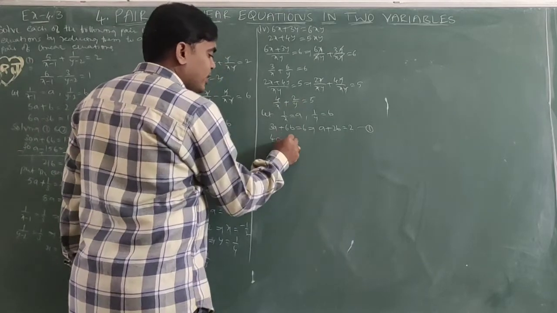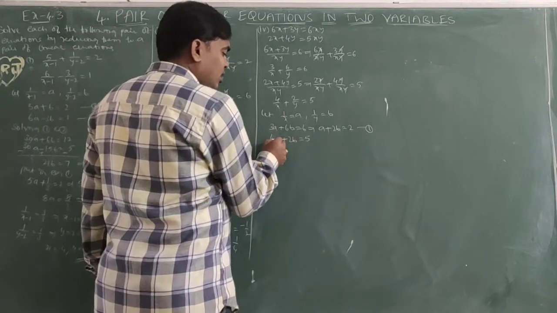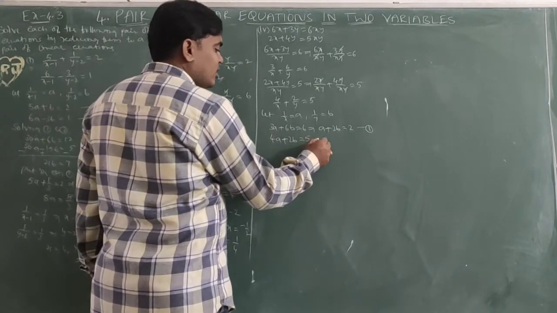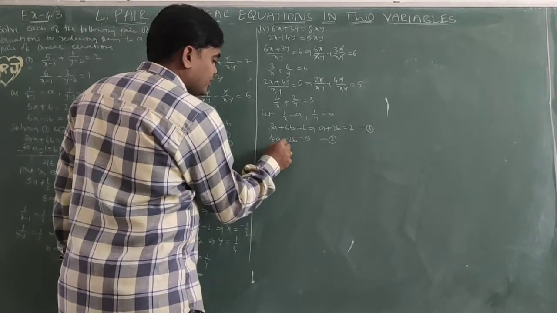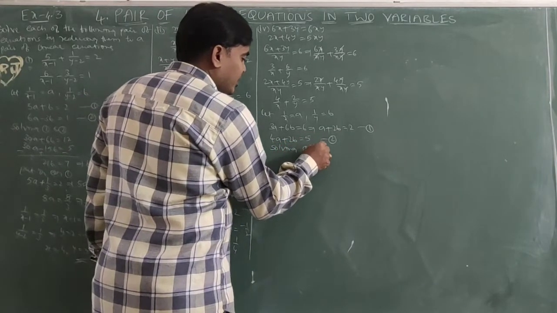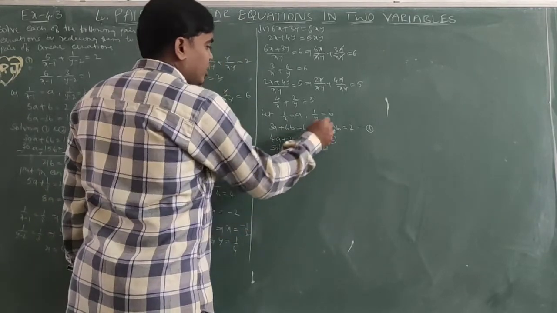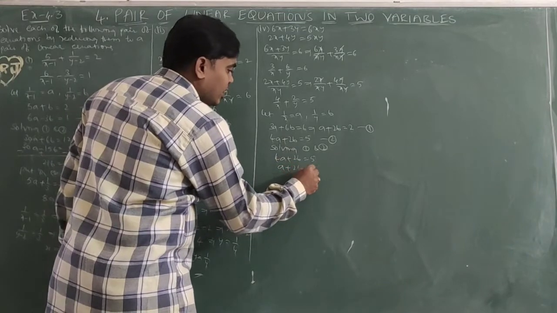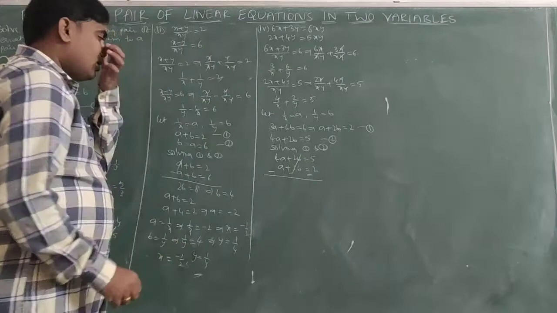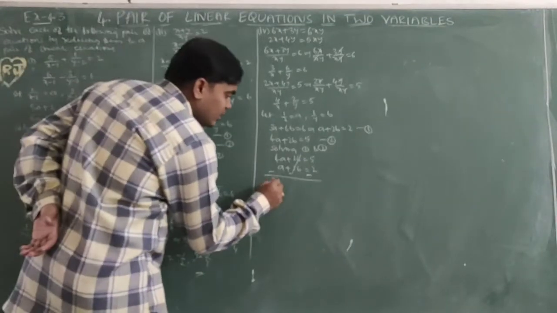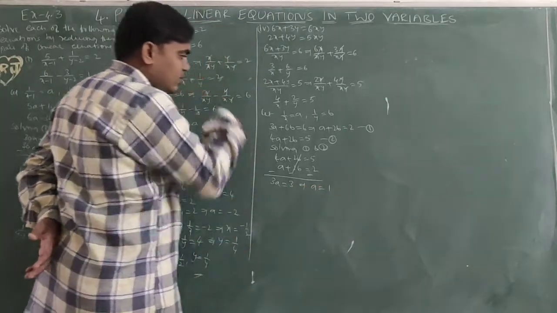Next, 4a plus 2b equal to 5. In this, 2 is common, but it is not cancelling because 5 is not a multiple of 2. So solving 1 and 2: 4a plus 2b equal to 5, a plus 2b equal to 2, subtract. 2b cancels. So 4a minus a equal to 3a, equal to 5 minus 2, which is 3. So a equal to 3 by 3, which is 1.